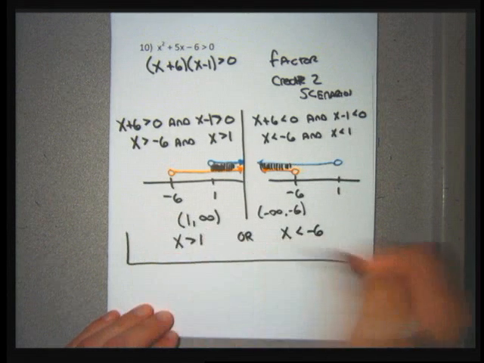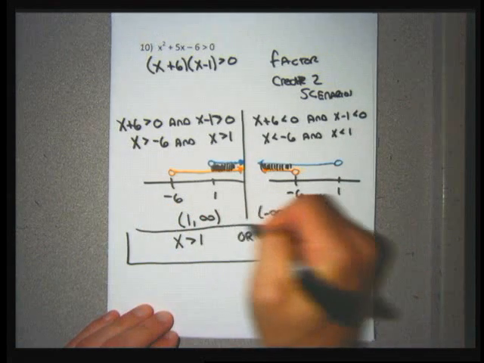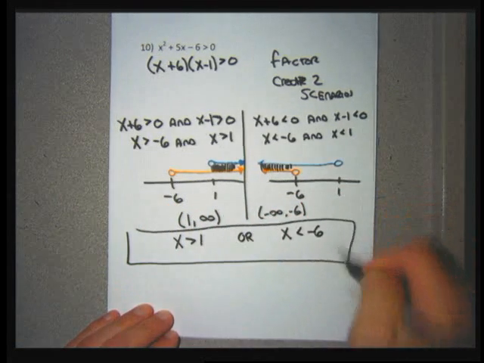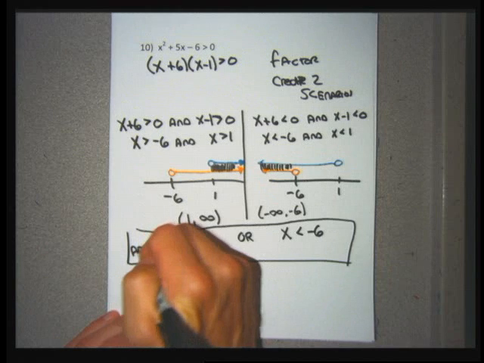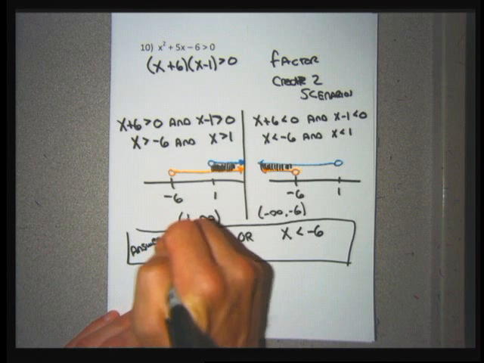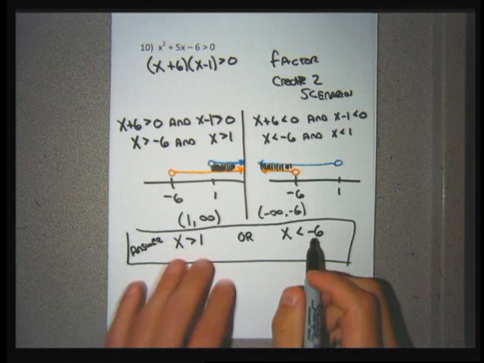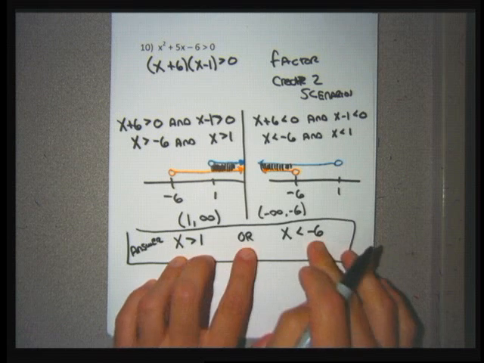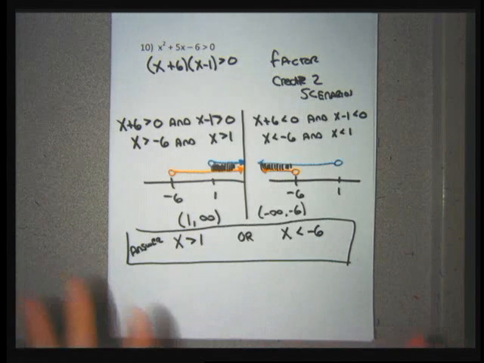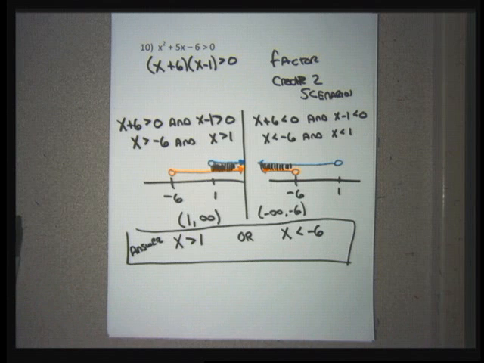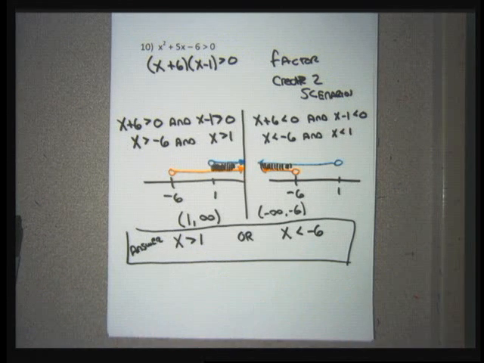My answer to the entire problem would take the unique solutions to each scenario and put the word or between. And so I snuck that word or in. So the answer to this is any number x greater than 1 or less than negative 6. So in the greater than problems, each scenario is going to get a solution, which I'm going to write with an inequality. And I'll put the word or between each scenario solution. And that'll be my final answer.